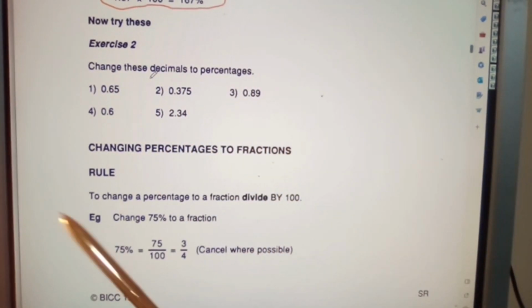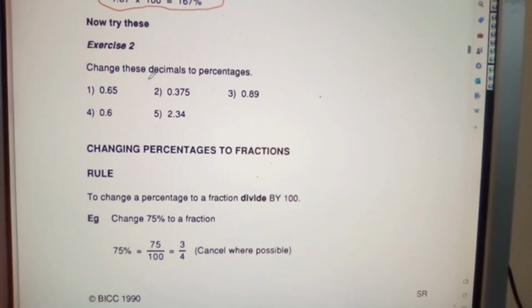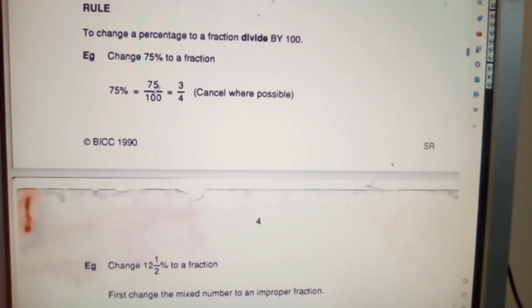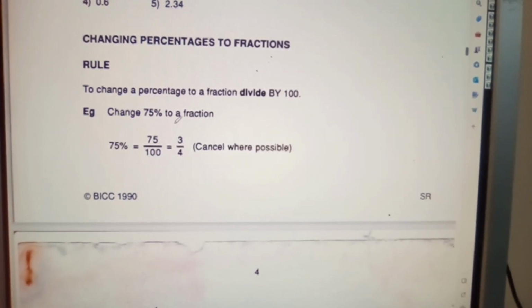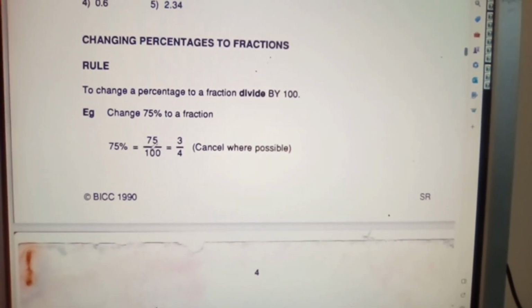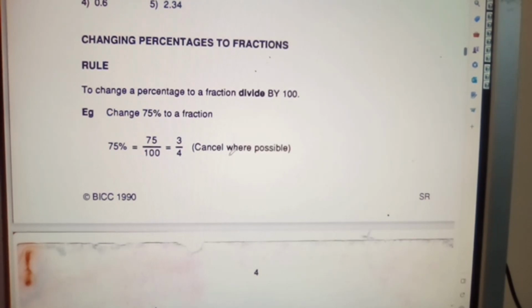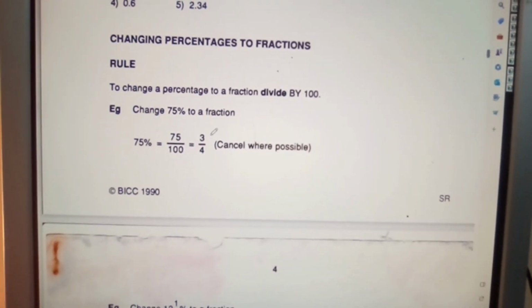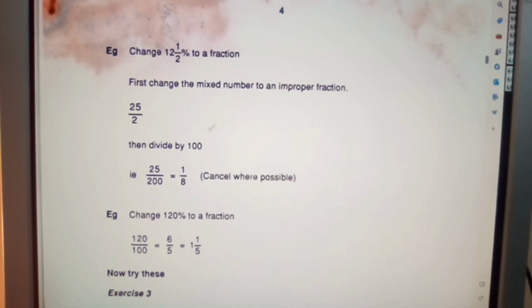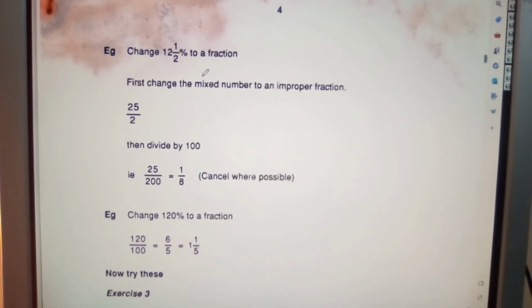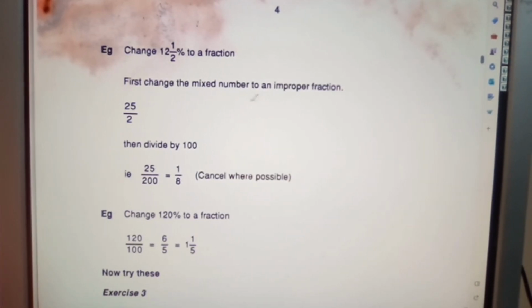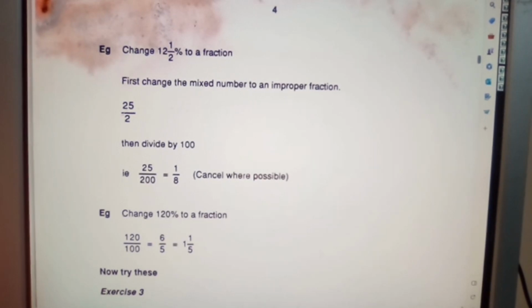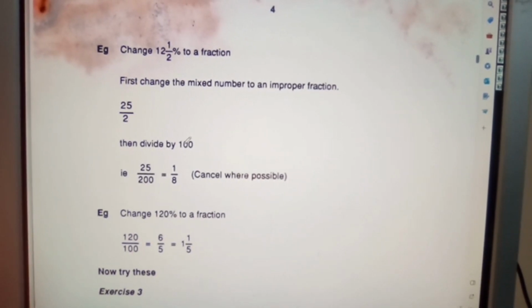Changing percentages to fractions rule. To change a percentage to a fraction, divide by 100. Okay, and here you have that. Divide by 100, giving you equal 3/4. Cancel down where possible. Again here you have to first change the mixed number to an improper fraction. Okay, then divide by 100.